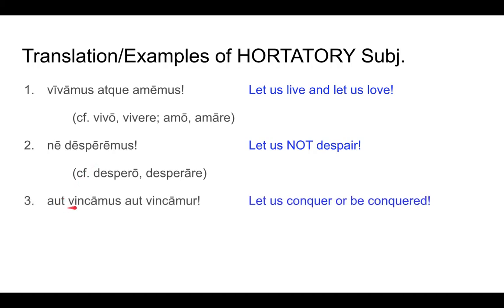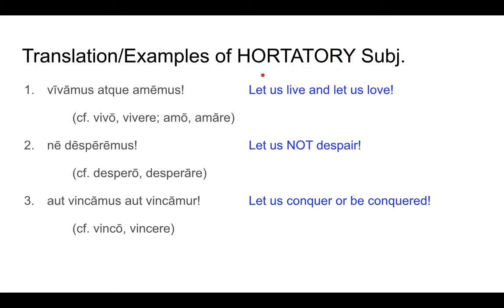Here's a third example. Vincamus, vincamur. Oh, that's interesting. Let us conquer or be conquered. Literally, let us conquer or let us be conquered. Here we have the active mus and the passive mur based on the verb vinco, vincere, which, oh my dear, it's third conjugation, but there's the A. Oh my gosh, that's caviar. It's subjunctive. So we know it's let's do it. Notice each of these examples is mus, mus, mus. Let us do it. The hortatory subjunctive is first person.